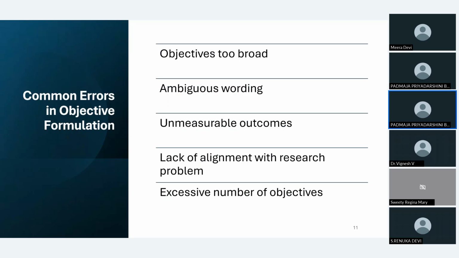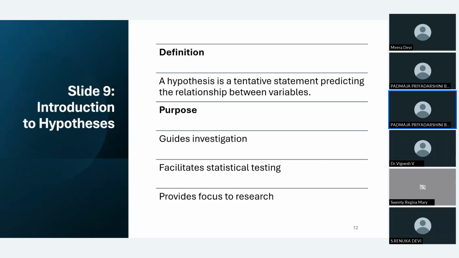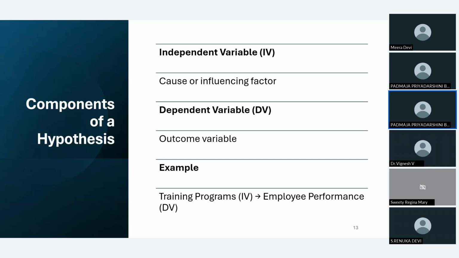When the objectives are too broad or not clear, or when the outcomes are not measured, it will confuse the researcher. A hypothesis is a statement, a proposition. For example, in chemistry, if I take one chemical and another chemical, I might land on a new chemical. So that is my tentative statement. I propose maybe this and this will give this. I have an assumption. So that is a hypothesis. It will trigger the researcher for further investigation. It will facilitate statistical testing, and it will provide focus to the research.